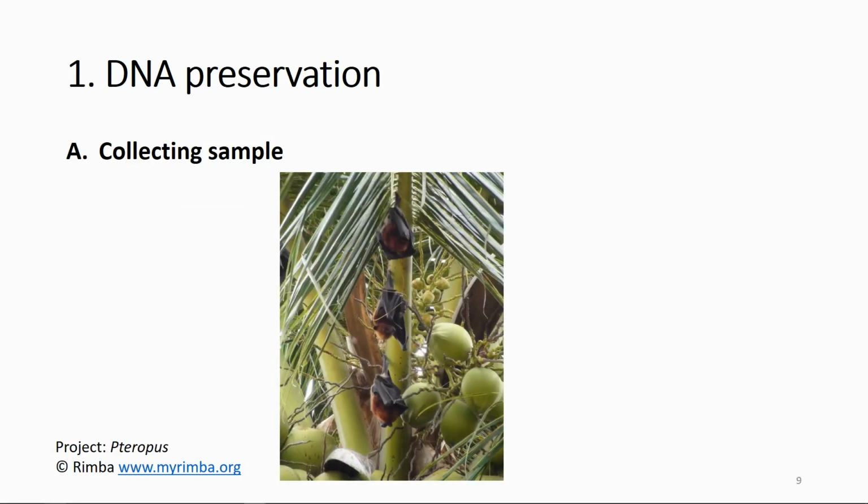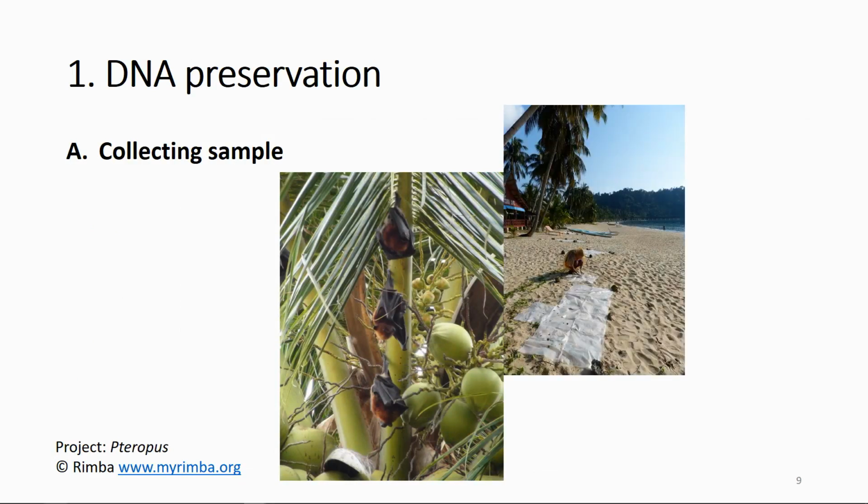So this is another project by RIMBA. For example, these are flying foxes. If you want to conduct a population study, you want to get the DNA from many individuals from a population. If you want to get the DNA directly from these flying foxes, you have to bring the animal down from the tree, and in this case, you might harm the animal.